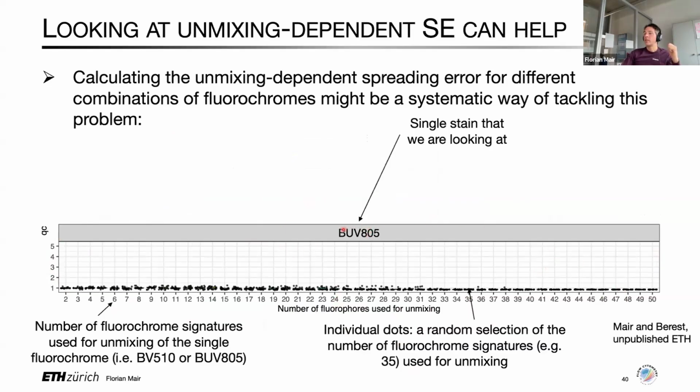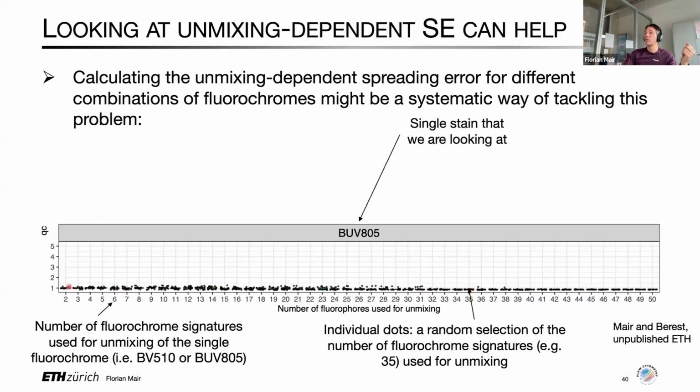So here in the title, you can see the single stain that we are looking at. It's BUV 805. Then here on the y-axis, you can see the fold increase in variance or noise of the negatives. And down here, you can see the number of fluorochrome signatures that went into the unmixing matrix. And each dot here is a random selection of fluorochrome signatures. So for example, here for that particular example, that's an unmixing matrix that consists of 35 fluorochrome signatures chosen from our set of 50 in this case. And it's basically a random selection.